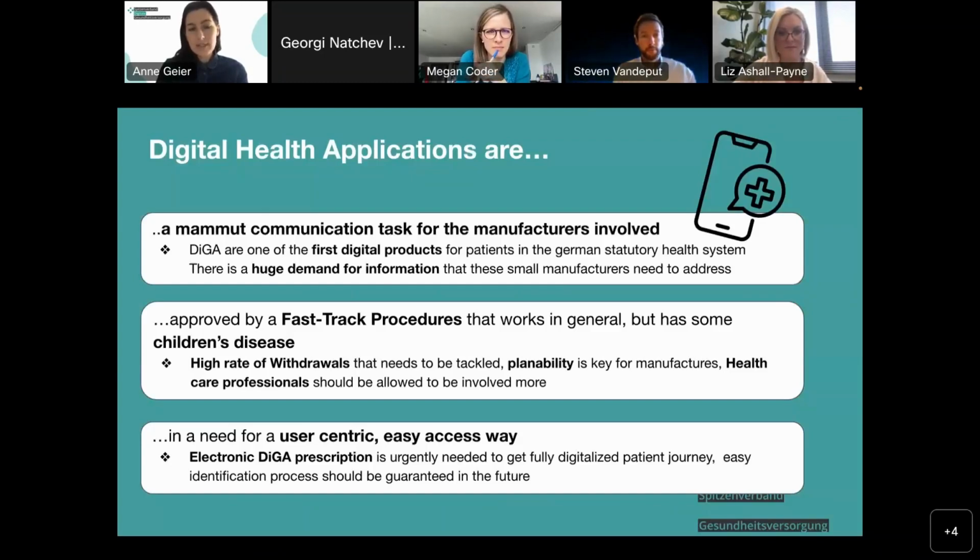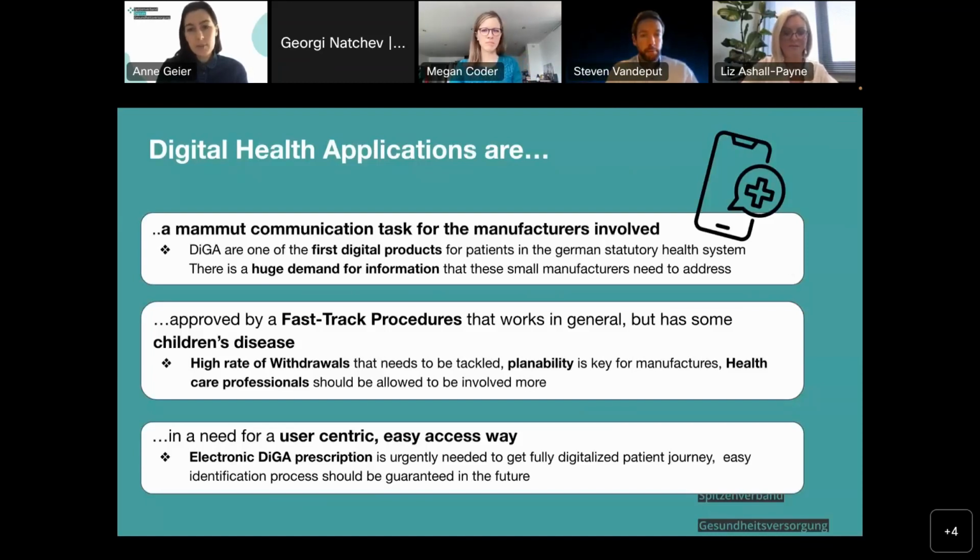The second learning was that the fast track procedure as we have it now, which means that you have a 3-month period where you can try to get your product listed, works in general, but it has some children's diseases. We see a high rate of withdrawals from the manufacturers. Part of it is that it's not plannable in the way that we thought it would be, and it's also due to the 3-month time period. There's sometimes only a very short amount of time to answer all the questions that come back. So the manufacturers have to withdraw their application and then try again. We think there's room for improvement regarding that, and we have already put in some ideas for how this can be overcome.